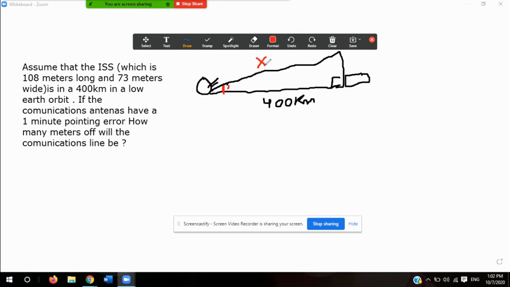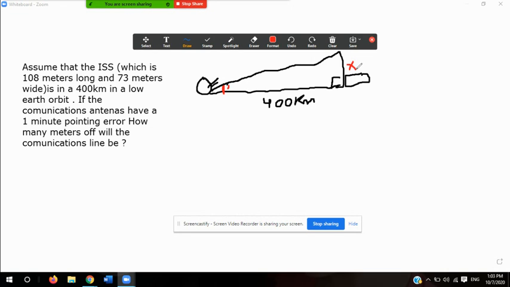Or excuse me, I wrote it in the wrong place. What I want to know, according to the problem, is how many meters off will the communications line be? So there is an error here because it's 1 minute off. So that means that the space station is here. So there's an error here. So I want to know how many meters this error will be.